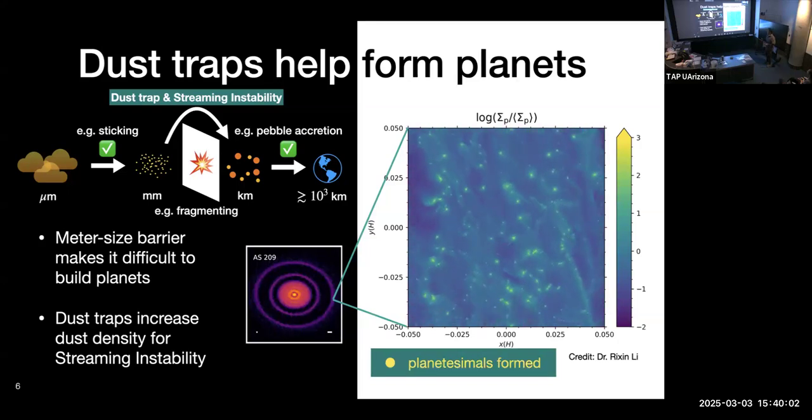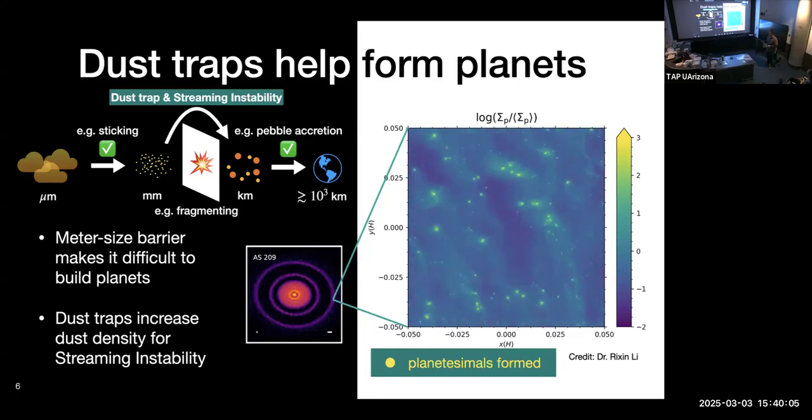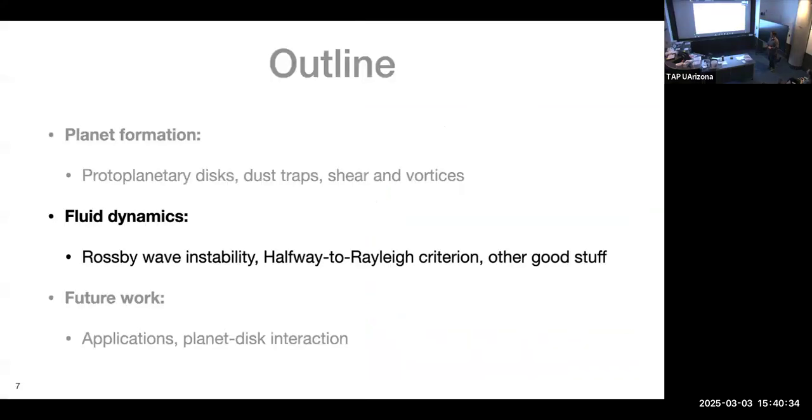So what is streaming instability? I'm showing here a simulation of streaming instability done by Dr. Lee, who was a graduate student here at Stewart. Right, so basically what streaming instability does is take these millimeter size, centimeter size grains and concentrate them to high density so that they are gravitationally bound. Basically planetesimals, the building blocks of planets. Right, so in that sense, dust traps are important.